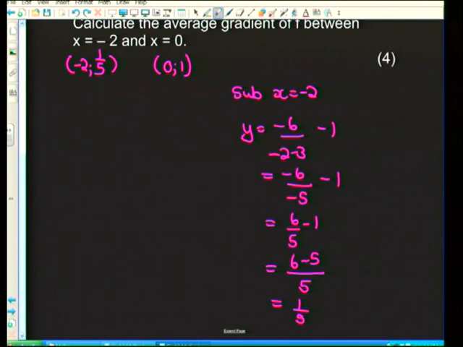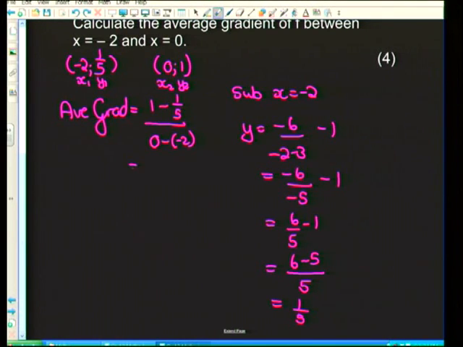So the best way to get the average gradient is to use our gradient formula using the points. So let's call this x1, y1, x2, y2. So the average gradient would be y2 minus y1 over x2 minus x1. So 1 minus 1/5 is going to be 4/5, and that's going to be over positive 2.